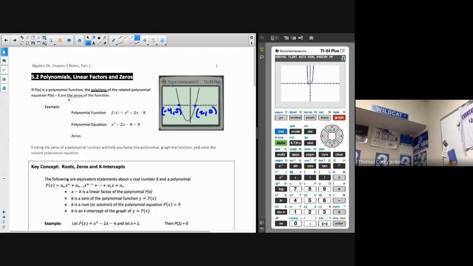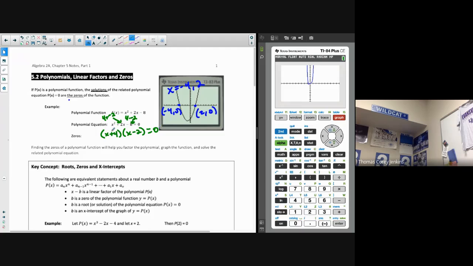X equals negative 4 and x equals positive 2. Okay, so remember, just another way that we could get there would be to factor this out. So we could say what's going to multiply to negative 8 and add to positive 2, and that would be positive 4 and negative 2. So 4 times negative 2 is equal to negative 8, and 4 plus negative 2 is equal to 2. Okay, so then we know this factors to x plus 4 times x minus 2.